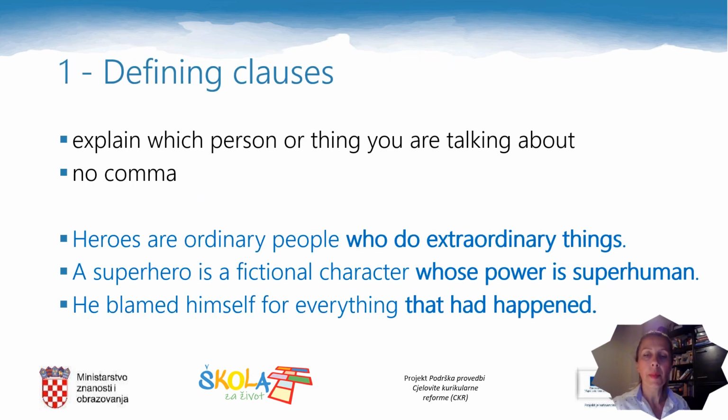We are going to talk about and see examples of 3 types of relative clauses in today's lesson. The first type is a defining clause, which gives information that helps us to identify the preceding noun or explains which person or thing we are talking about. There is no punctuation used to separate this type of clause from the rest of the sentence, so no comma before the relative pronoun.